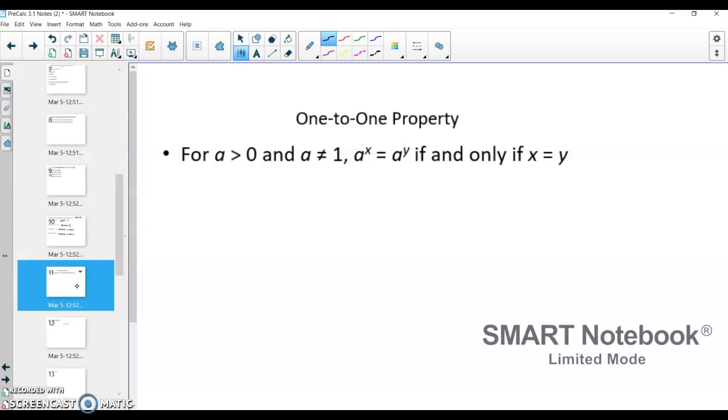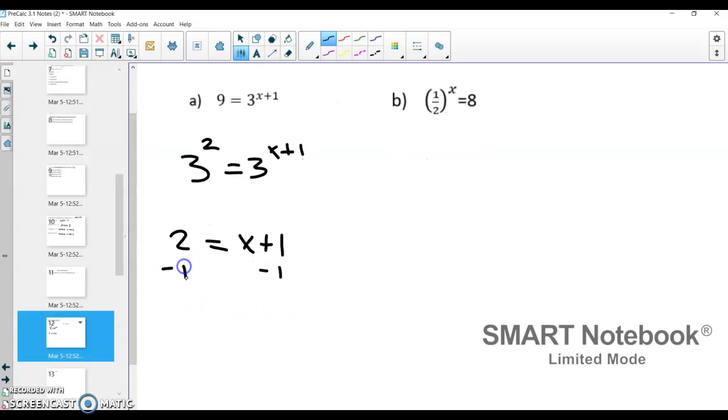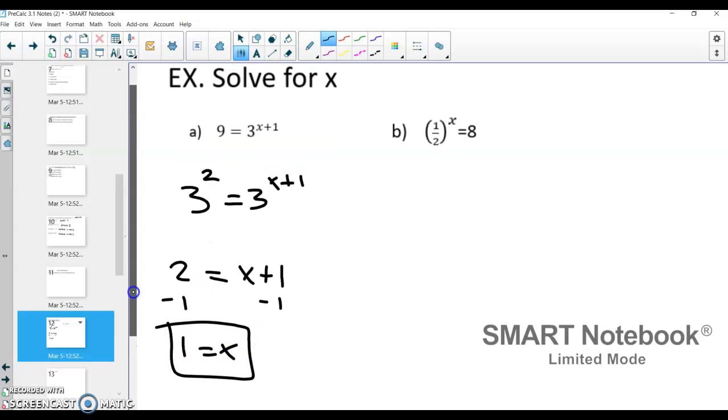Here's the one-to-one property, and all they're saying here is if you have the same base. If it's a to the x, so the base is a, and then you have another one, base a to the y, you're allowed to set x equal to y. And so what that looks like here is we have 9 equals 3 to the x plus 1. Well, 9 can be rewritten. 9 can be written as 3 to the second power equals 3 to the x plus 1. Now we have the same base, and so we're allowed to set the exponents equal to each other. And so we can say that 2 equals x plus 1, which we solve here and get 1 equals x as our answer.